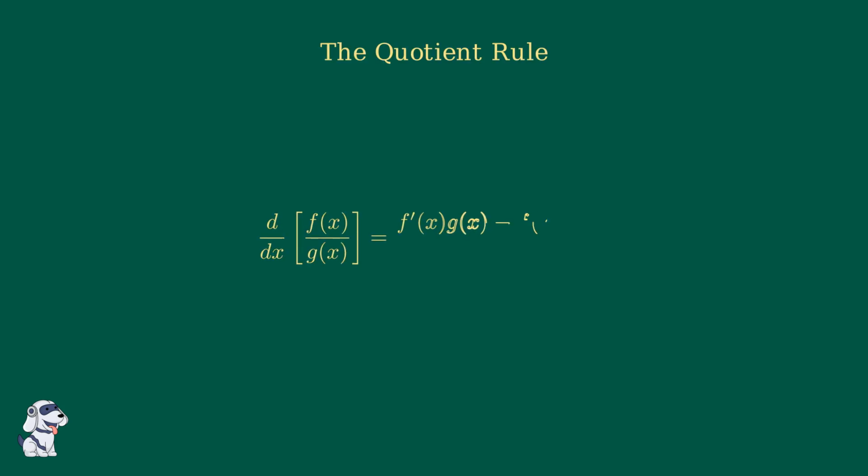When dealing with one function divided by another, we use the quotient rule. It is essential for finding the rate of change in fractional relationships. The formula is the derivative of the top times the bottom minus the top times the derivative of the bottom, all divided by the bottom squared.